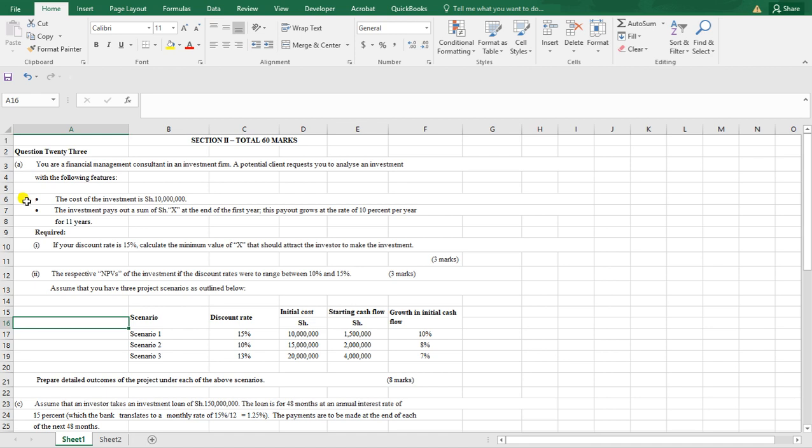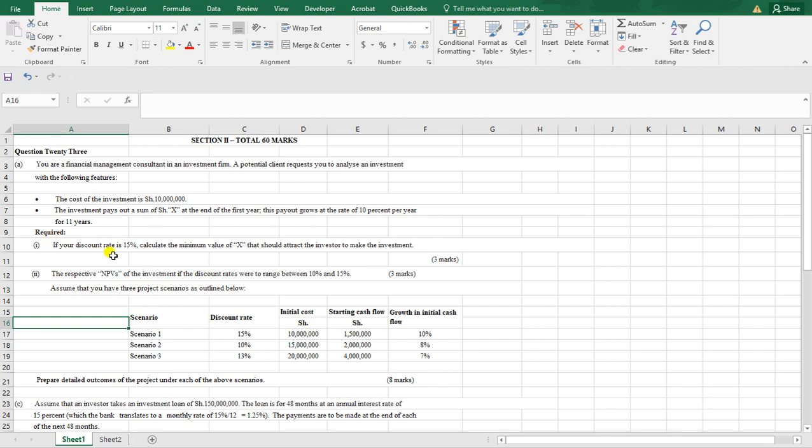So, in this case, the investment pays out a sum of X at the end of the first year, right? This payout grows at the rate of 10% per year. For how many years? For 11 years. So, year one, we will not be looking at it as growth, but rather from year 2 henceforth it is going to grow for a period of what? 11 years, right? So literally you're looking at it as if we are talking about 12 years. Year 1 with no growth, but 11 years it will be growing all through, right?